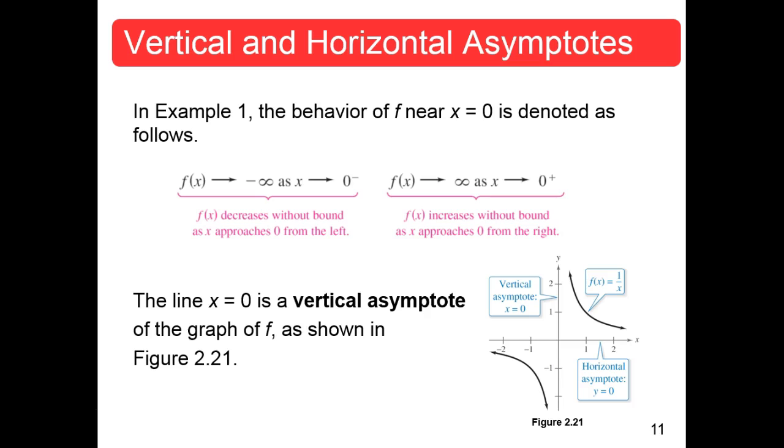Sorry. Now, they say it the other way. It's the same difference. So the line x equals 0 is called the vertical asymptote of the graph. That's a completely correct statement.